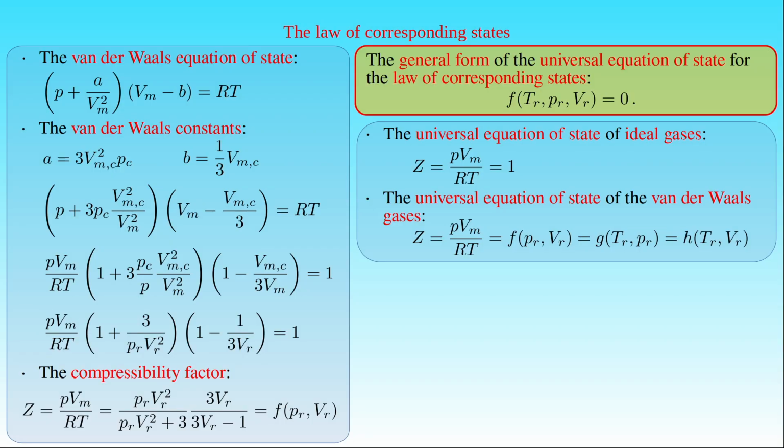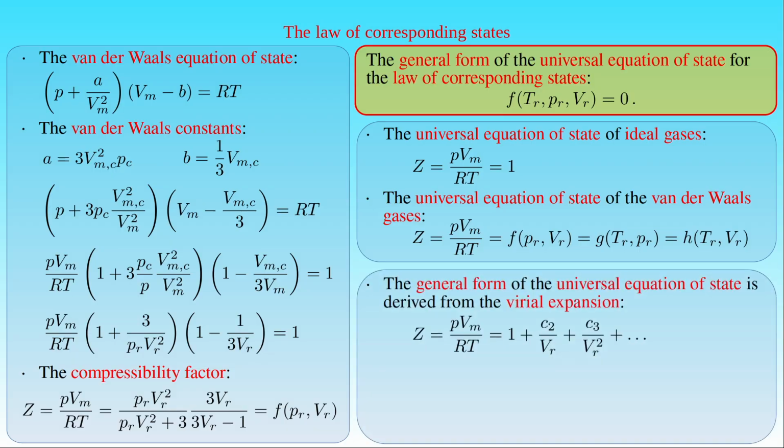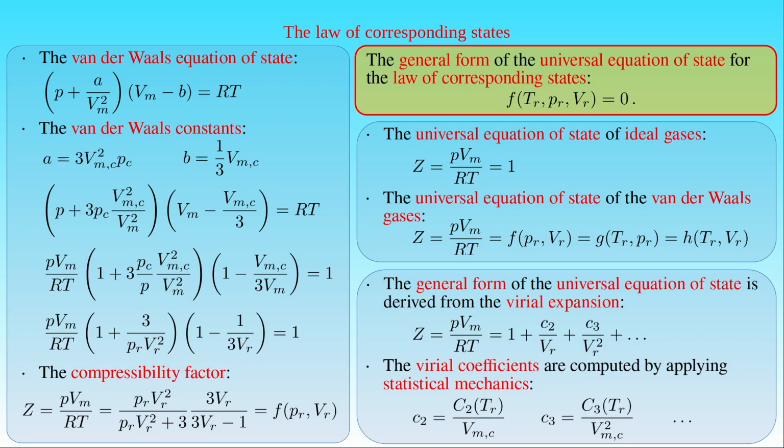However, the van der Waals equation of state is still an approximation applied to describe the behavior of real gases, and the general form of the universal function for the law of corresponding states can only be derived from the virial expansion of realistic equations of state constructed in statistical mechanics. In such an expansion, the compressibility factor Z of a real gas is expressed as an infinite series of negative powers of the molar volume Vm of the gas, where the coefficients C2, C3 and so on are known as the virial coefficients of the expansion. These coefficients are normally written in the form of coefficients dependent on the reduced temperature over the critical molar volume V sub mc. These temperature-dependent coefficients are computed up to an arbitrary order by applying the principles and methods of statistical mechanics.